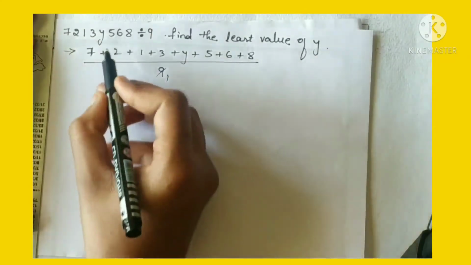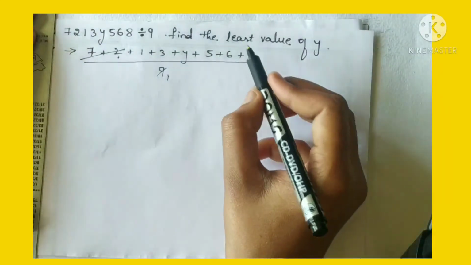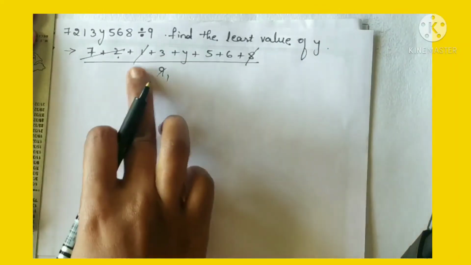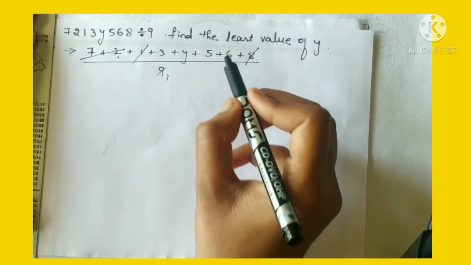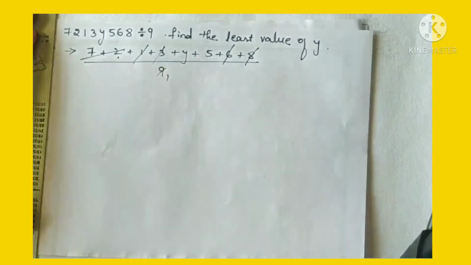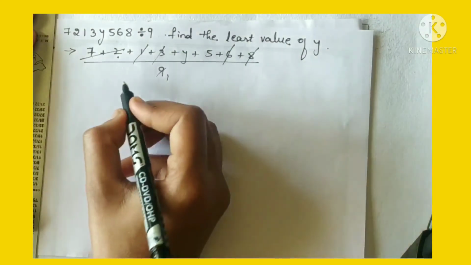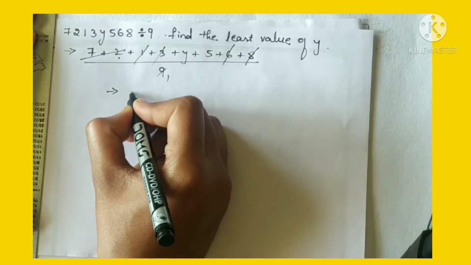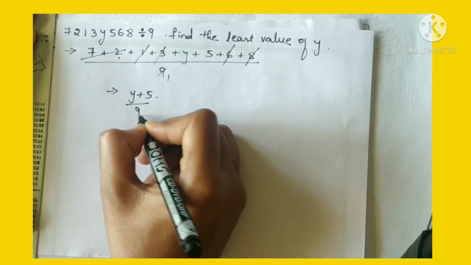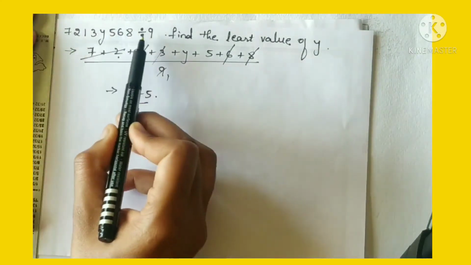Now I directly cancel out the 9s. 7 plus 2 is equal to 9, so it directly cancels. Then 8 plus 1 is equal to 9, so it also cancels out. Then 6 plus 3 is equal to 9, so it also cancels out. Then the remaining value is y plus 5. I write it as it is, y plus 5, divided by 9. Now they said the complete number is divisible by 9.